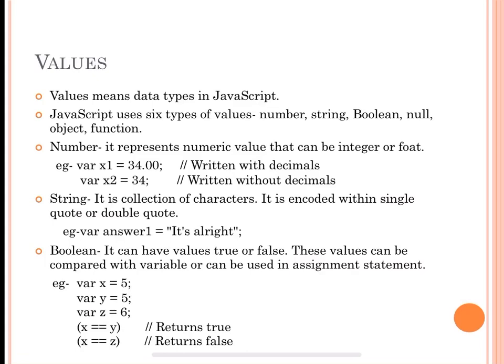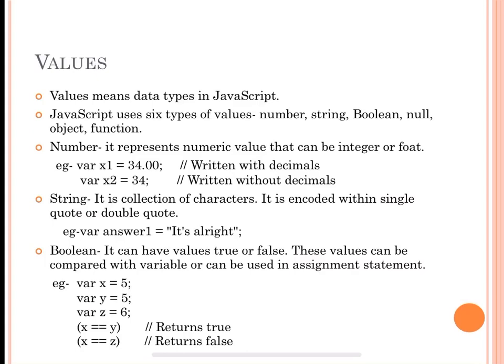Example, var x1 is equal to 34.00. So here we have declared a variable x1 whose value is 34.00. So it is basically a numeric float value, that is, with a decimal. So the next variable is x2. How have we declared it? The var keyword, then your variable name x2 is equal to your value, which is just 34. Okay, so it is an integer value without a decimal.